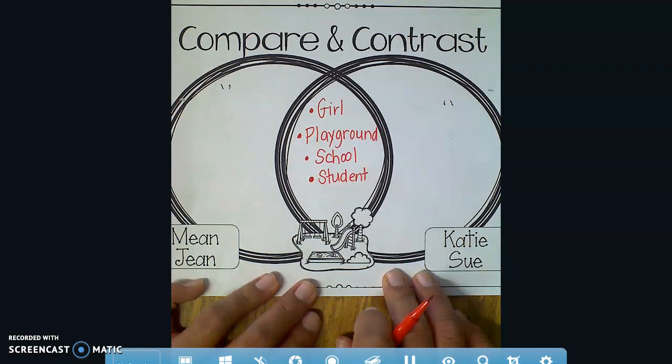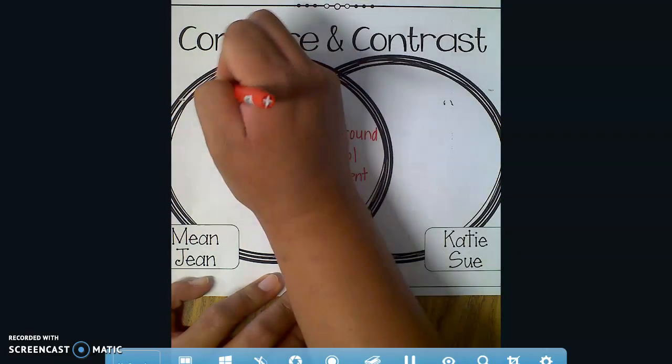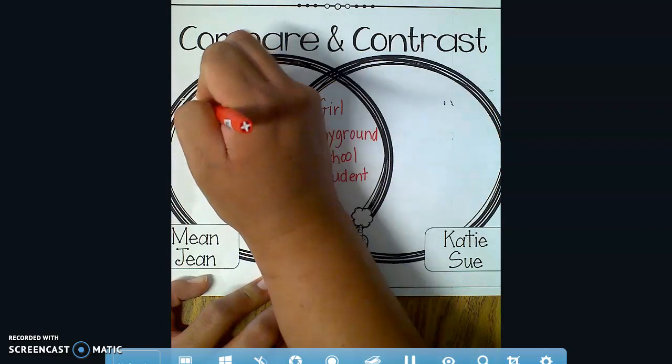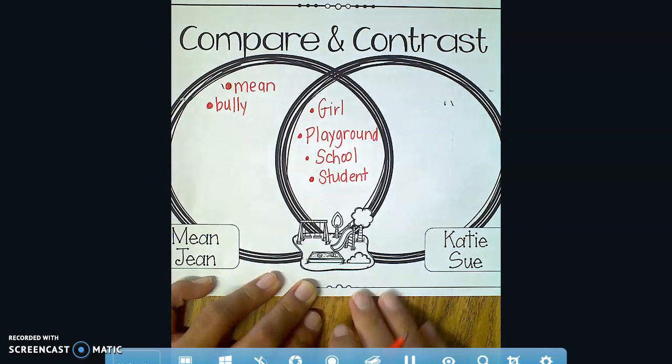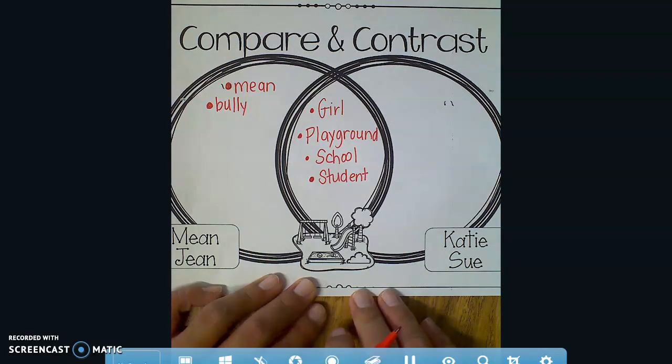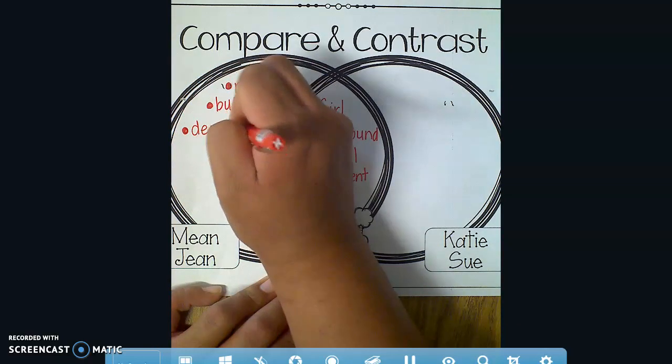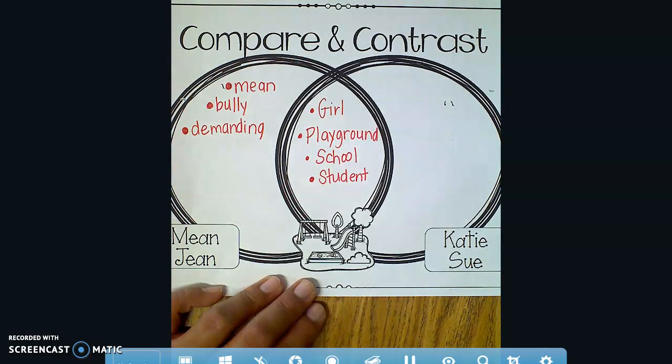Mean Jean, just like in her name, her character, she was mean. And I would also put bully. Now we talk about bullies in school, and we don't like bullies because they always demand things of people even though they don't want to. So we're going to put demanding. Okay, so you have these bullets, and we're just putting one word for our main thoughts. When people are demanding, they like to tell you what to do. So that's how Mean Jean was.